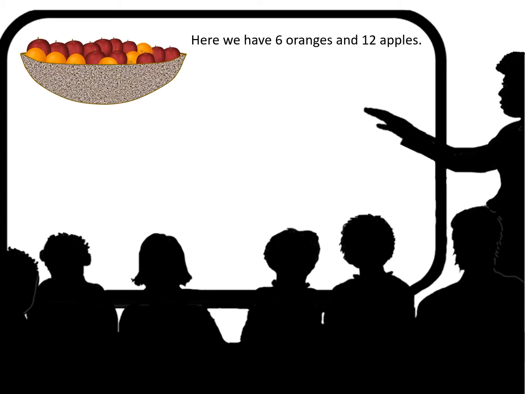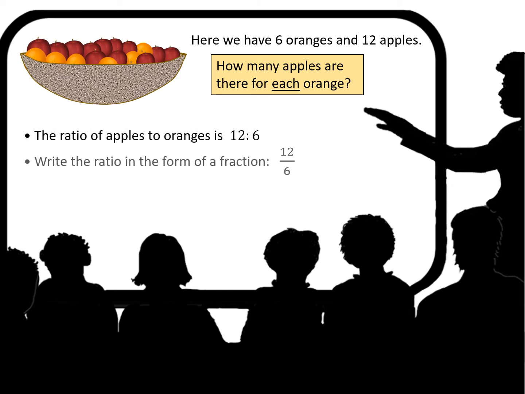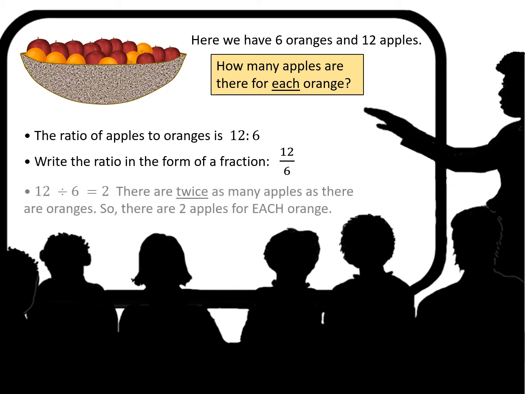Here we have 6 oranges and 12 apples. Somebody must have eaten the bananas. How many apples are there for each orange? The ratio of apples to oranges is 12 to 6. Write the ratio in the form of a fraction, 12 over 6. 12 divided by 6 equals 2. There are twice as many apples as there are oranges, so there are 2 apples for each orange.